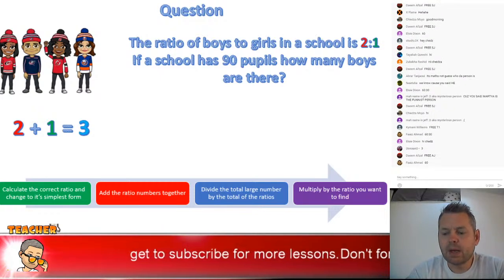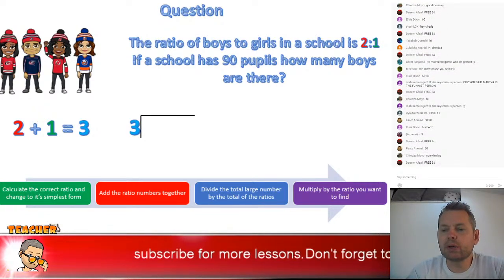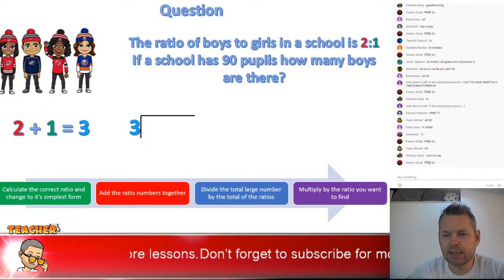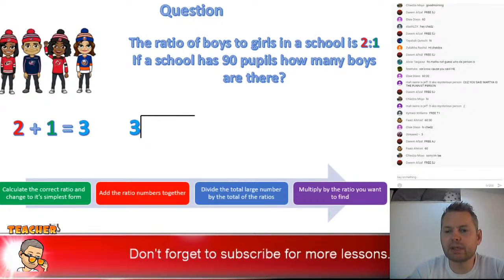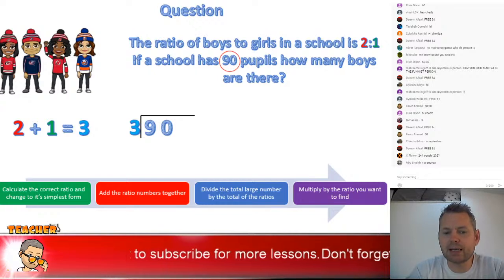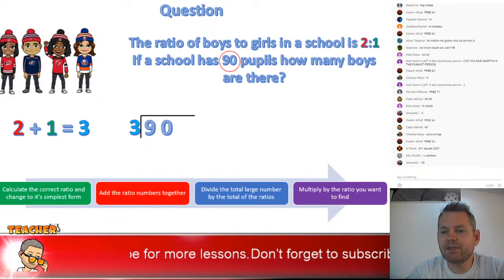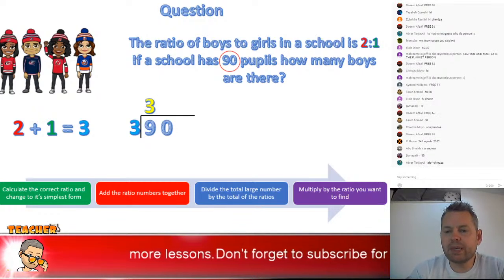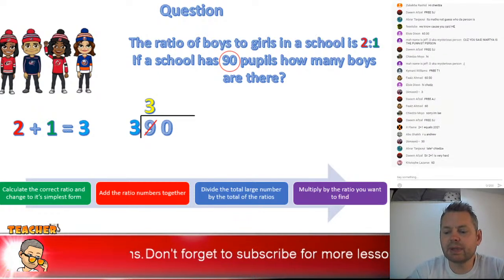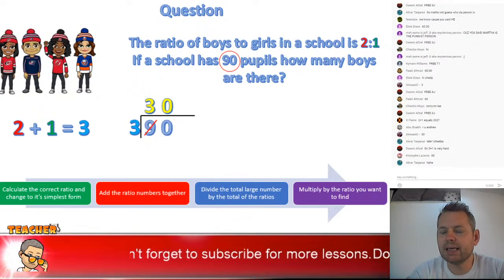Now we're going to use that 3 and we're going to divide our total number of pupils by the 3, the answer to that question. So our 3 goes on the outside of our bus stop, and our 90 pupils go on the inside. So we have 90 divided by 3. 3 goes into 9 3 times and leaves us 0. So 90 divided by 3 is 30.